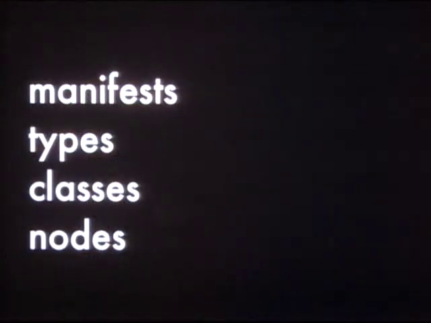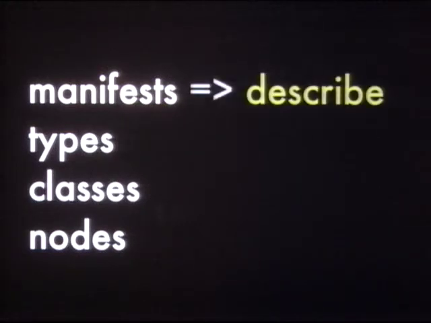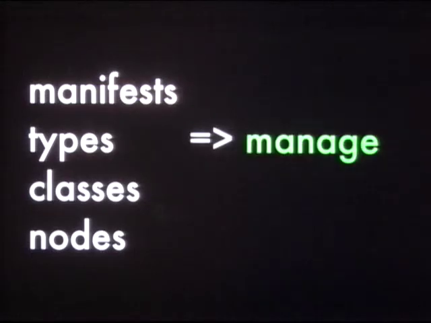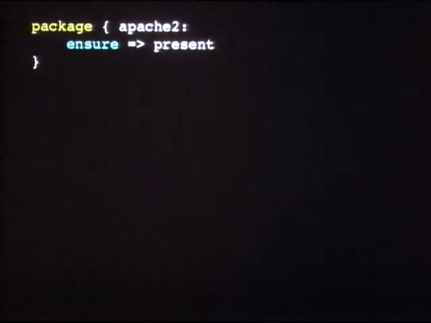So a couple of the core concepts that you have within Puppet are manifests, types, classes, and nodes. Manifests are what all these other things fall under. So basically, manifests are describing how you want your system to be configured. Then you have types. Types manage individual resources. Things like Apache 2, for instance. I want to make sure that Apache 2 is installed on all my systems. So I go ensure present.